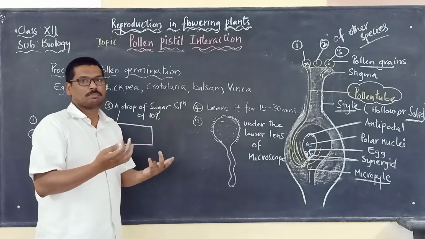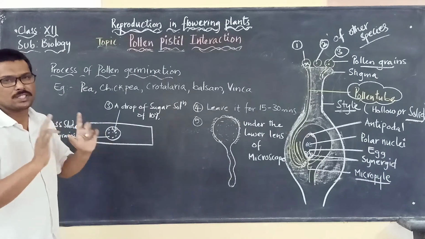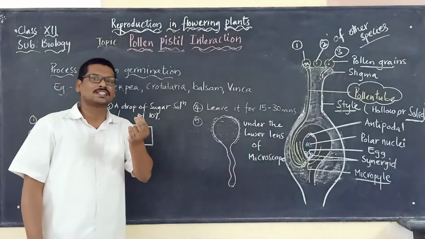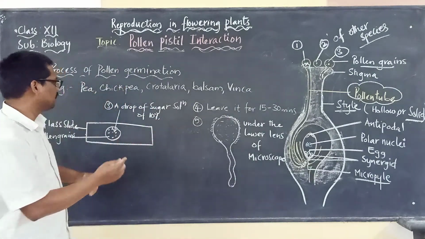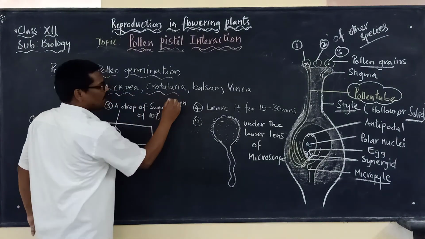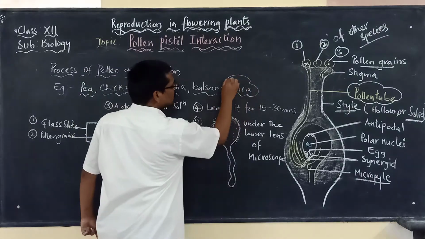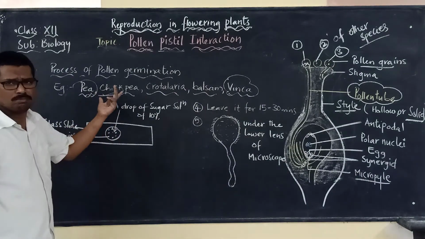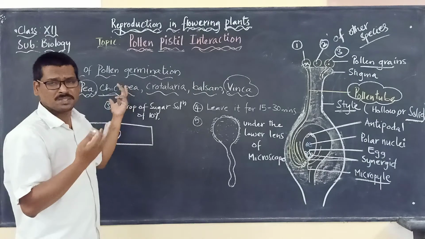You can do this by yourselves in the laboratory. So, what are the steps that we have to follow? In the process of pollen germination, we have to collect the pollen grains of different plants, for example a pea plant or a chickpea or Crotalaria or balsam or vinca. Very freely available for us are the vinca, the pea plant and the chickpea plant. Of course, it may depend on different regions, so you will be getting these plants.